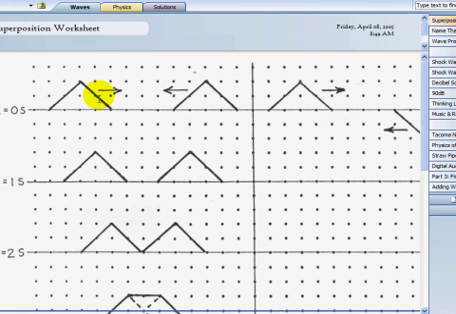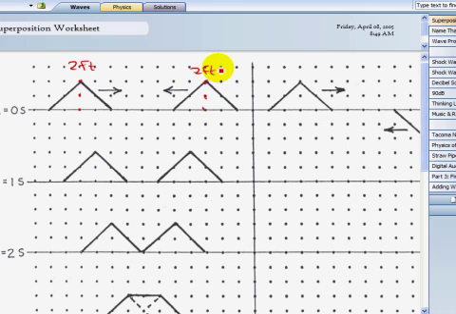In this first case, we have 2 waves, and notice each dot is a foot. So how tall is this wave right here? It's 2 feet tall, right? Over here we got another wave, and how many feet tall is it? It's also 2 feet tall.